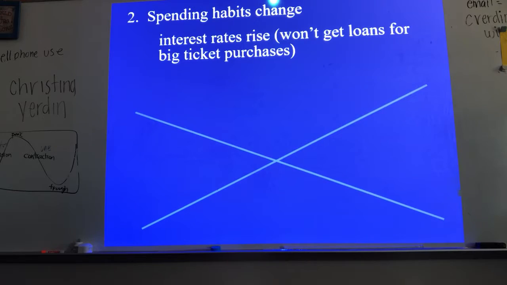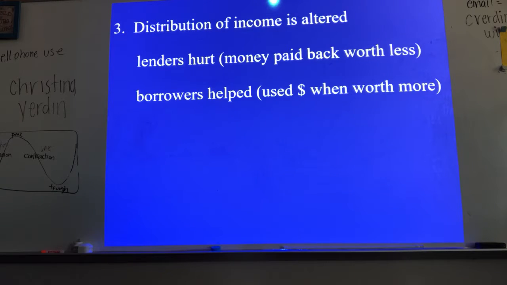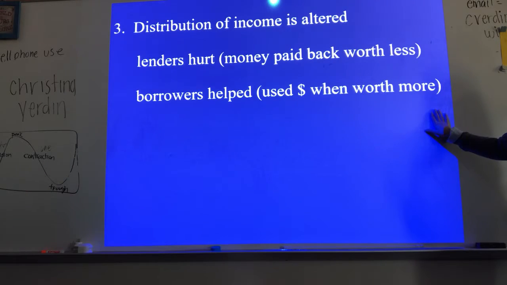Also, people start buying luxury goods, okay? We're gonna see the distribution of income is altered. We are gonna see that when inflation occurs, lenders are hurt. When inflation happens, people have now more money, but is it the same value of what they lend out? No. And we're gonna see borrowers are helped because when inflation occurs, they have more money to pay back the debt. And this goes back to the argument of the Populist Party.